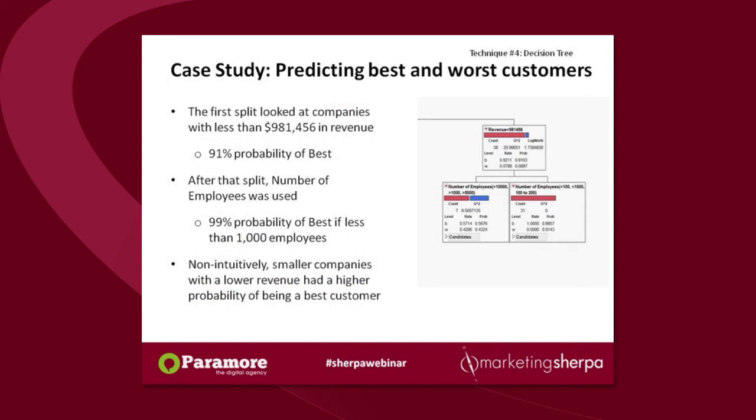The next split it down by the number of employees. Now the probability goes from 91 to 99% that they're going to be a best customer if they have less than the stated revenue and they also have less than 1,000 employees. It's not very intuitive to us. Why would I want to do business with companies that make less money and don't have enough employees? I want to do business with the big boys.